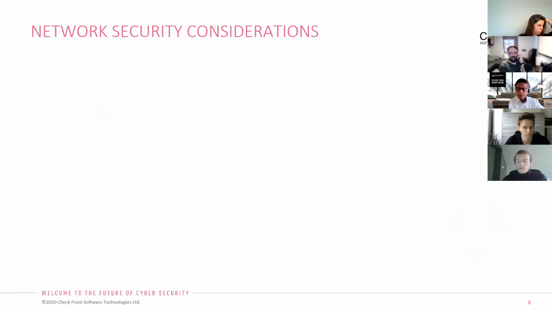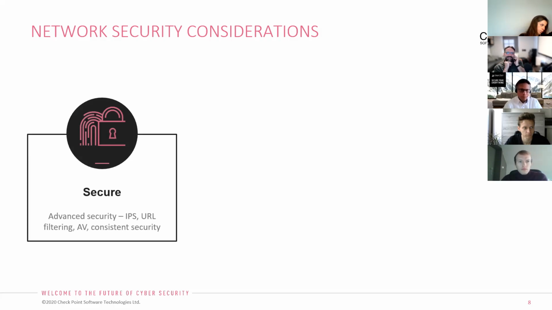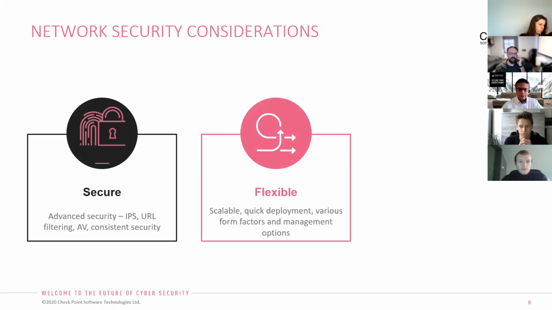So what are the most important security consolidation points? In fact, we have to be secure, of course. So we need to provide all the kind of advanced security, being intrusion protection, URL filtering, antivirus, consistent security, anti-bots and other stuff as well. It has to be flexible because it needs to be flexible in terms of scalability.